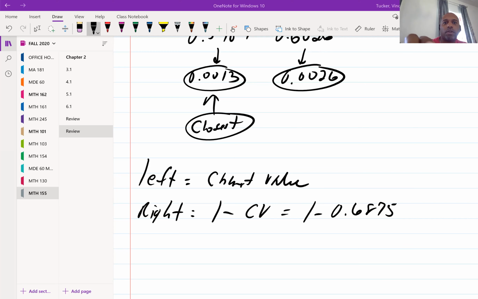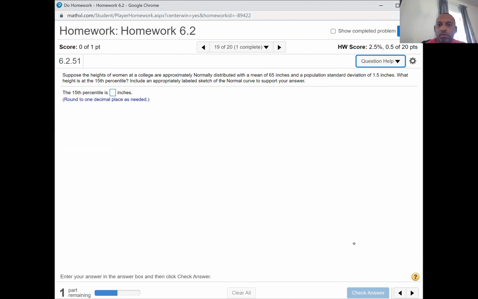Okay, I think this is it right here. Okay, so this one right here. Suppose that the heights of women at a college are approximately normally distributed with a mean of 65 inches, population standard deviation of 1.5. What is the height at the 15th percentile? Include the height at the 15th percentile, right?